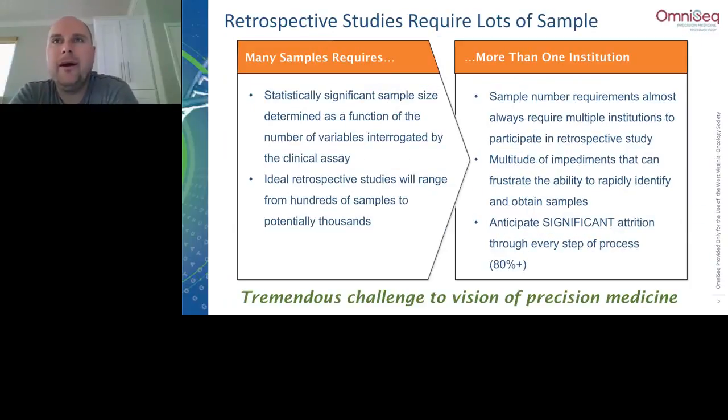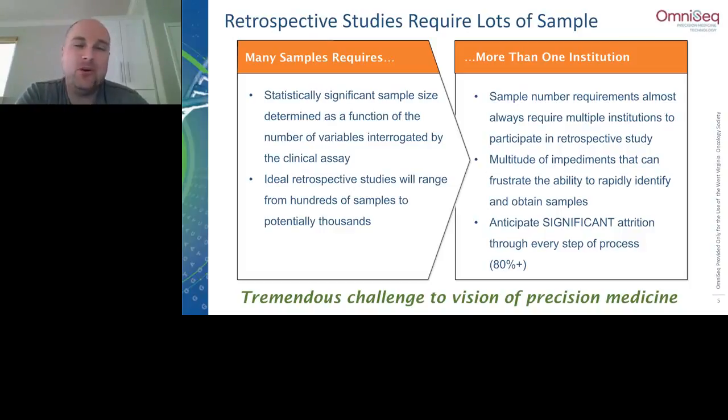Moving on, let's really get into the meat here in terms of the topic that I'd like to speak about today. These retrospective studies that are required for molecular diagnostic companies to go ahead and consider doing a prospective clinical trial, they require a lot of samples. To get a statistically significant population, you typically need to go beyond one institution.